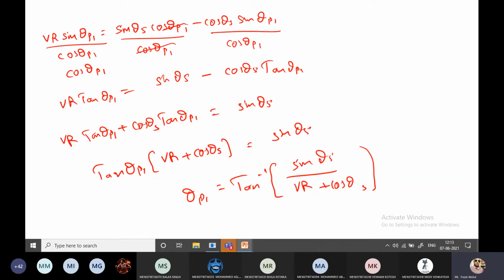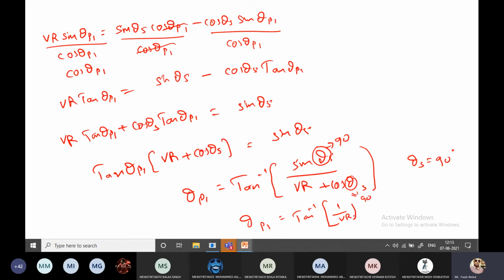Now suppose the angle between the two shafts is, for example, 90 degrees. Then the equation changes: theta p1 equals tan inverse of how much, Babu? Sin 90 by cos 90. How much will it come?